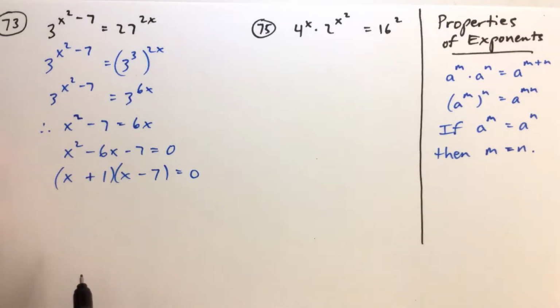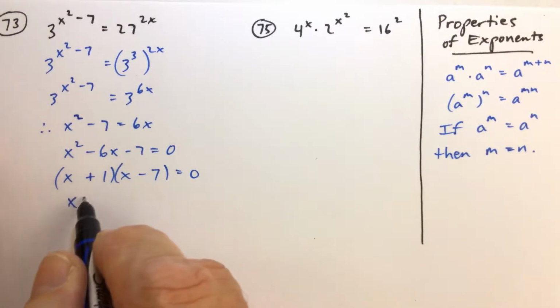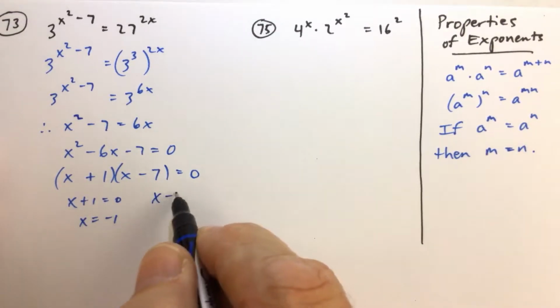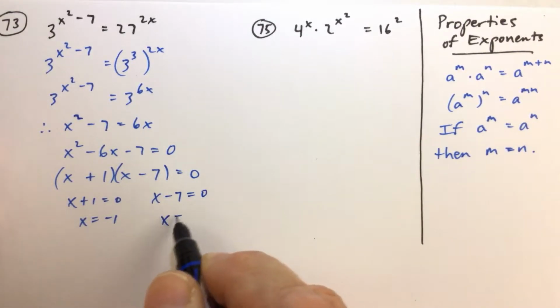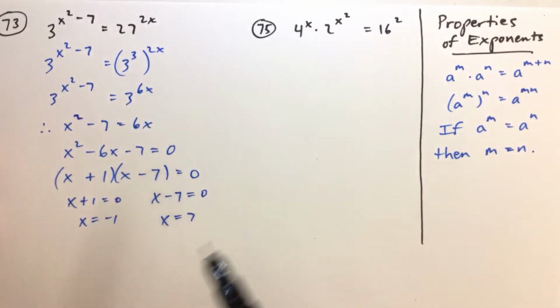Since we have the left side factored, we're going to set each factor equal to 0. When x plus 1 equals 0, we know that x has to equal -1. And if x minus 7 equals 0, then x would equal 7. So we have 2 solutions to the original equation.